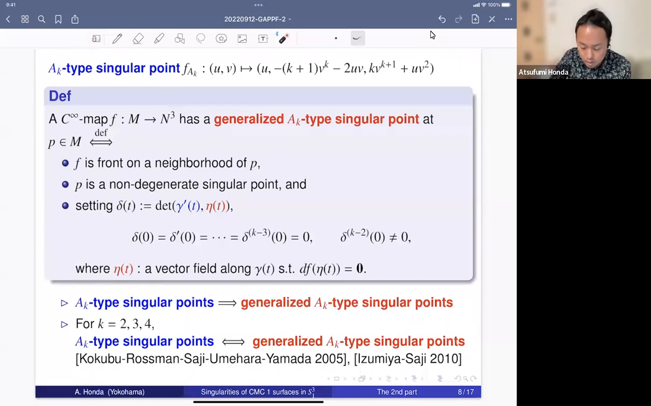So AK type must be generalized AK type by definition. But for k equal to 2, 3, 4, it is known that generalized AK coincides with the class of AK. That is, the converse holds. This fact was proved by these papers.